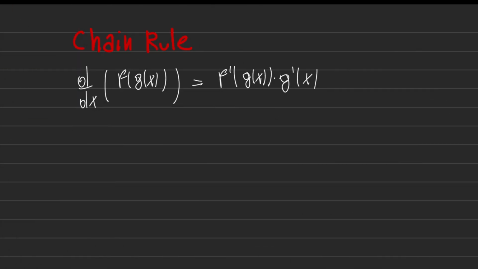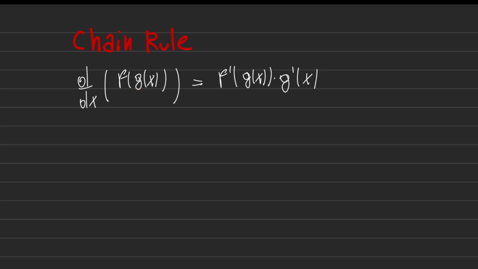The third, and arguably the most important rule for differentiation, is the so-called chain rule. It tells us how to compute the derivative of the composition of two functions f and g. How you do it? Well, you have to first differentiate the outside function, in this case f of x, and evaluate it at g of x, and then multiplying this result by the derivative of g, g prime, which is the internal function.